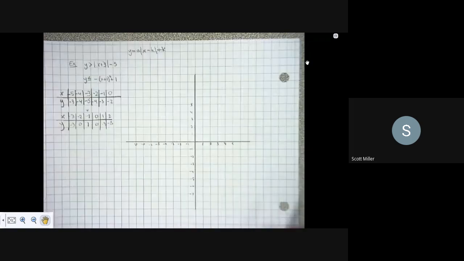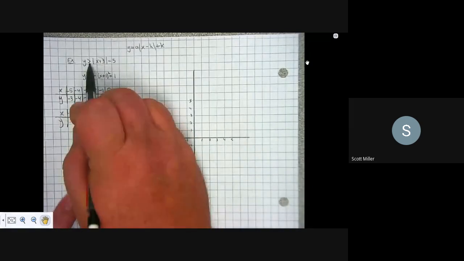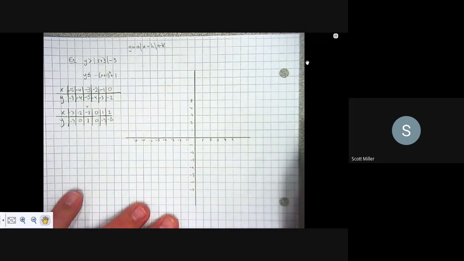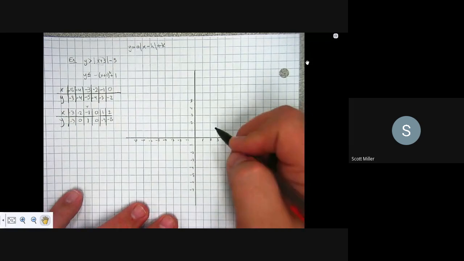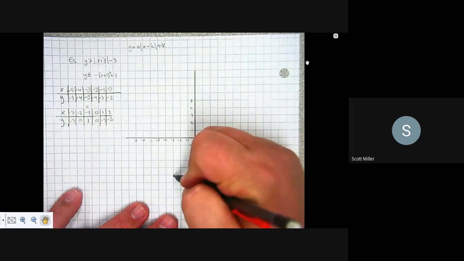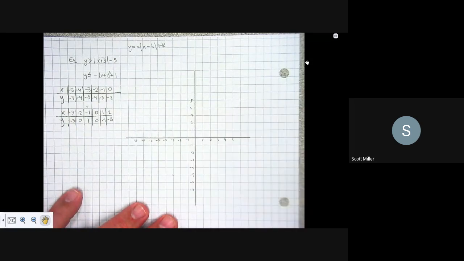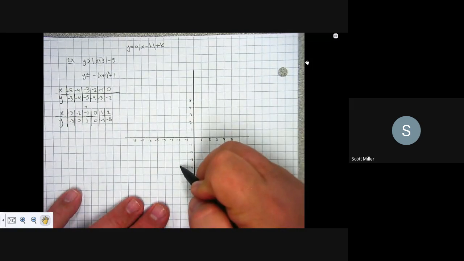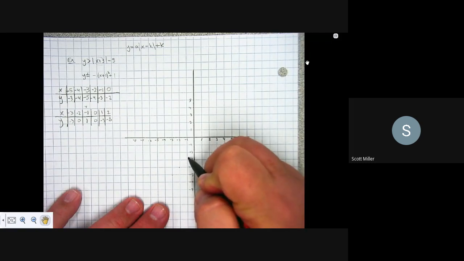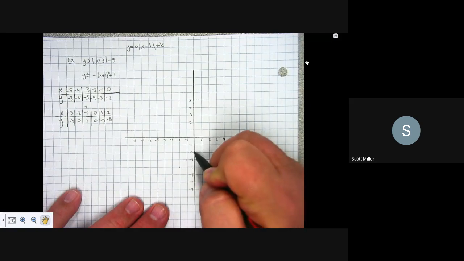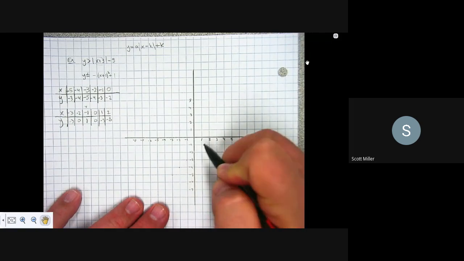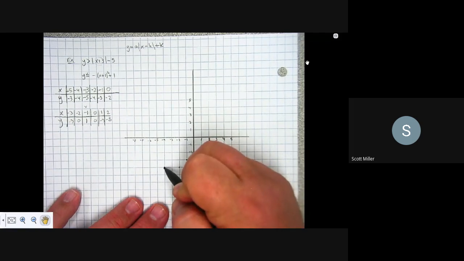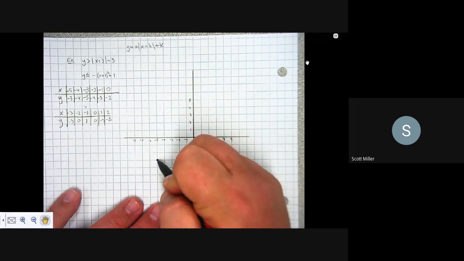We'll graph the absolute value first. Remember, it's going to be a dotted curve, so we put our dots in here. We're going to graph -3, -5. And then we have dots at -2, -4, -1, -3, and here 0, -2, and then on this side, going up on that diagonal also.